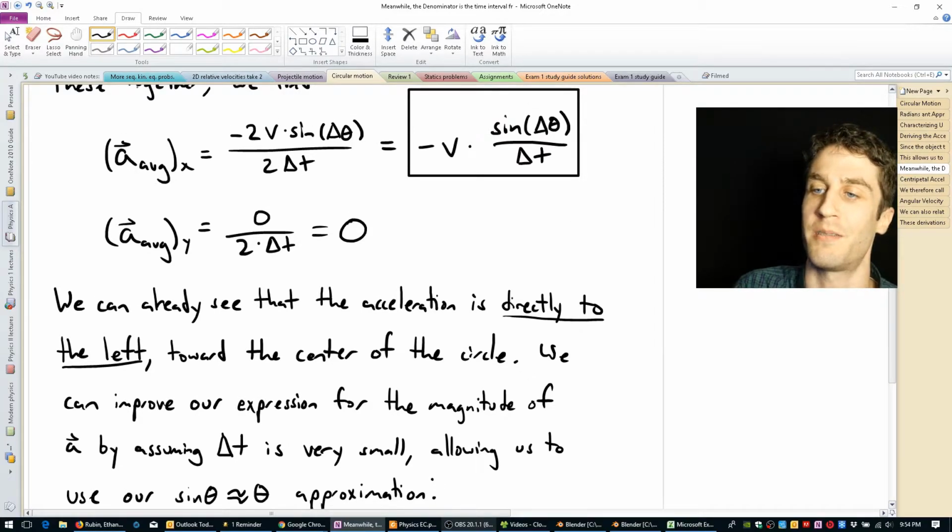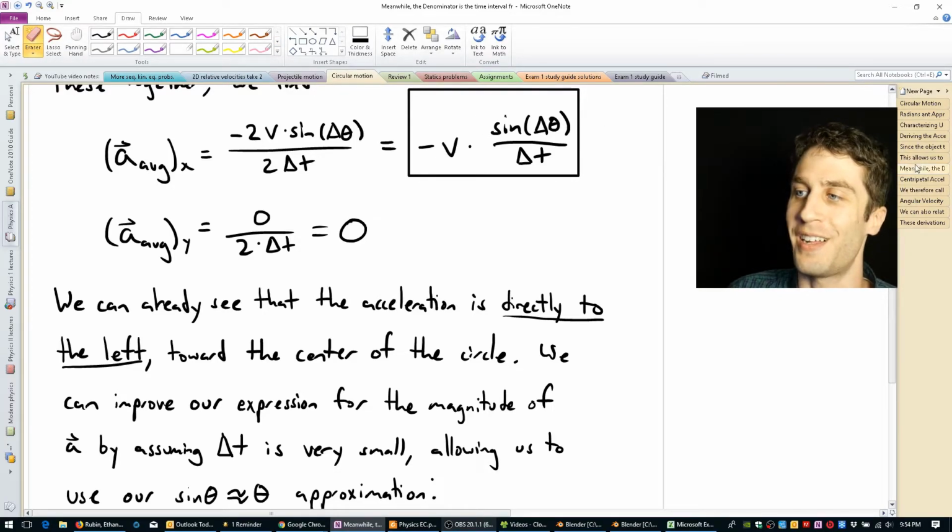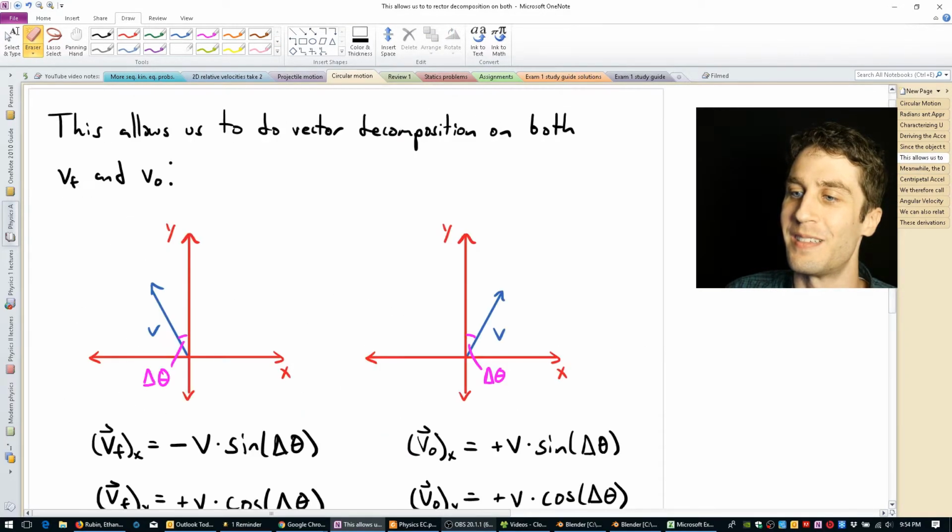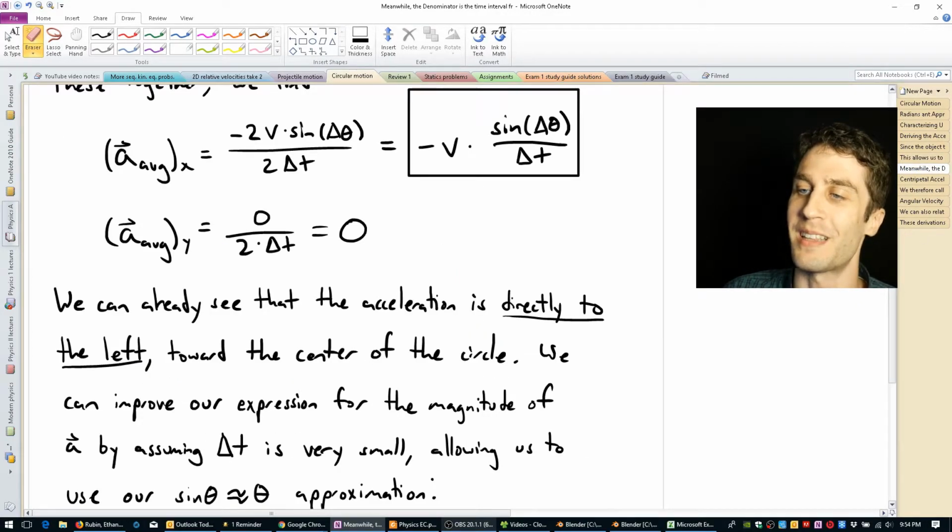We can already see that the acceleration is directly to the left. I didn't draw my coordinate axes. I did. I drew them back here. Okay, so here's our coordinate axes. The point is that the object is displaced to the right and it accelerates to the left. The x component of the acceleration is negative, and so it's accelerating to the left. So you can already see that the acceleration is directly to the left, toward the center of the circle.